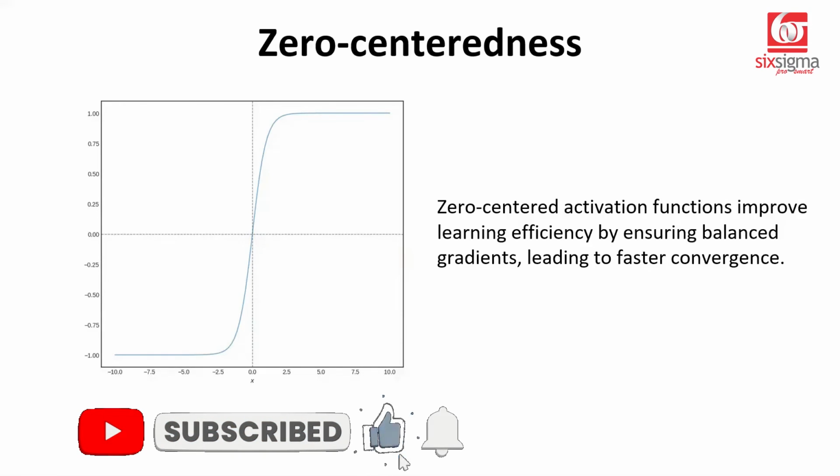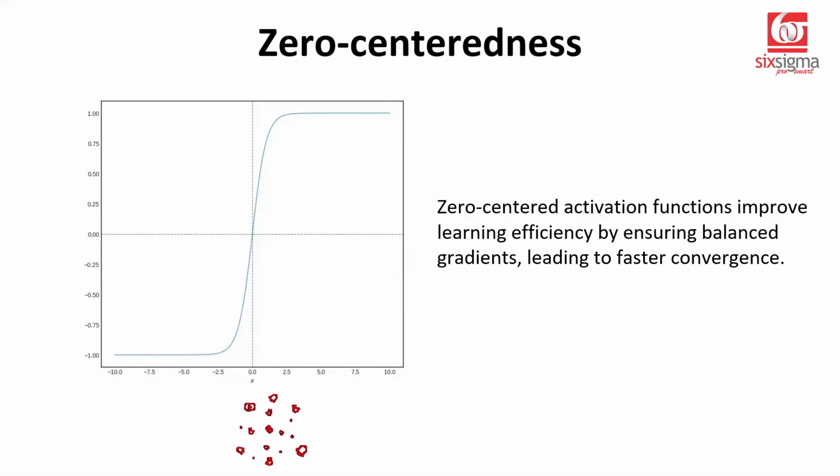Now, what is the advantage of a zero-centered function? A zero-centered activation function basically improves the learning efficiency by ensuring balanced gradients. Gradient is basically a vector representation of the derivatives, you can say. And we saw that differentiability and derivatives are very important for activation functions. So it ensures balanced gradients and it leads to faster convergence.